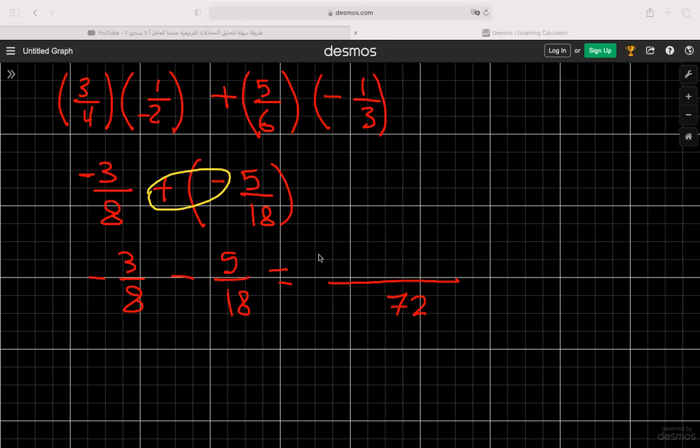9 times -3 is -27. Then we have the minus sign right there. 72 divided by 18 is 4. 4 is what we multiply into the 5 and we get 20. Now that will give us -47 over 72. Can you reduce this? No, we can't. And that's our final answer.